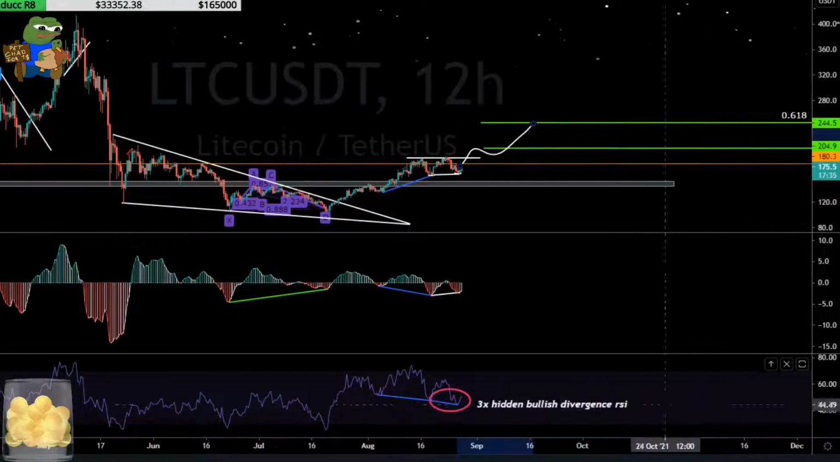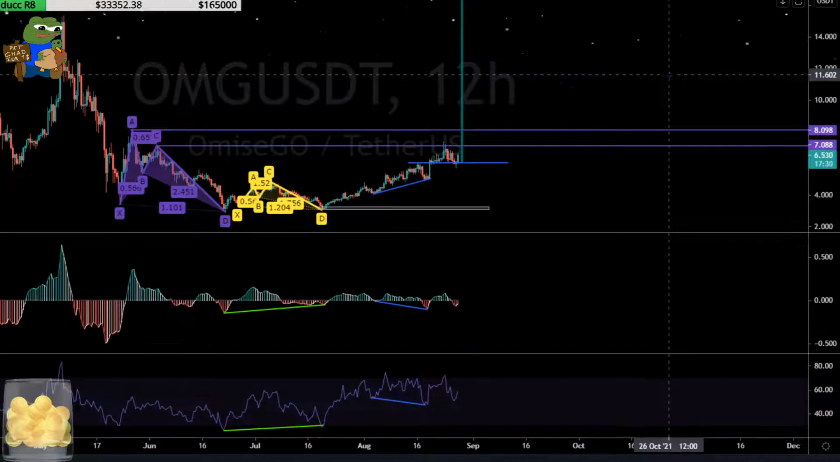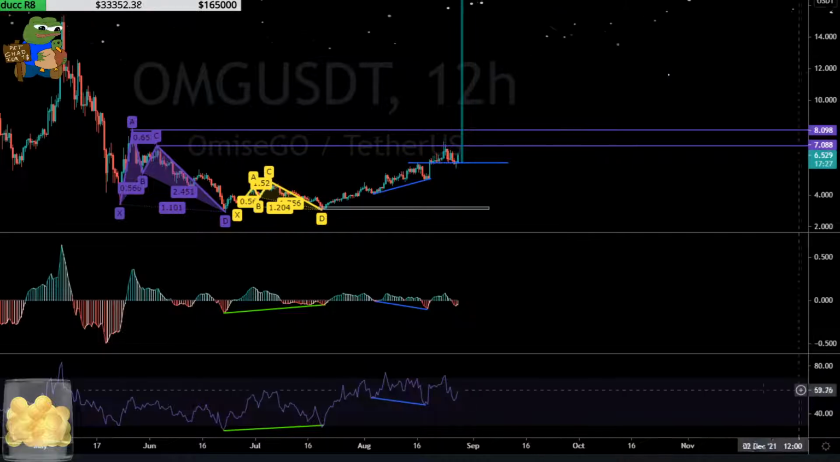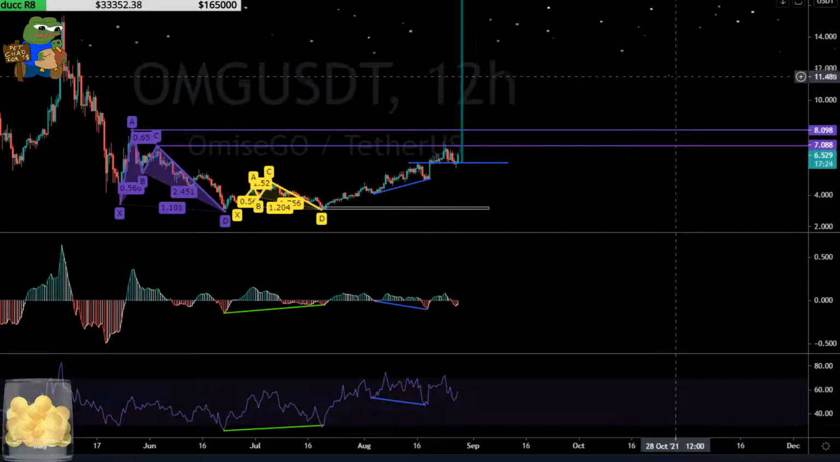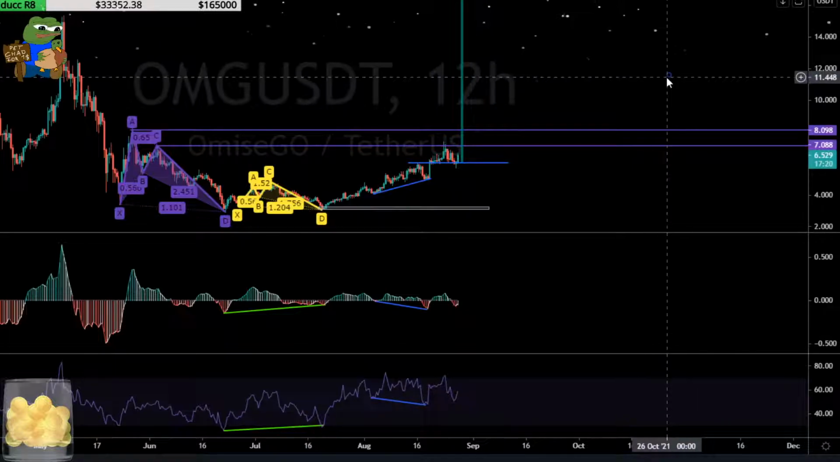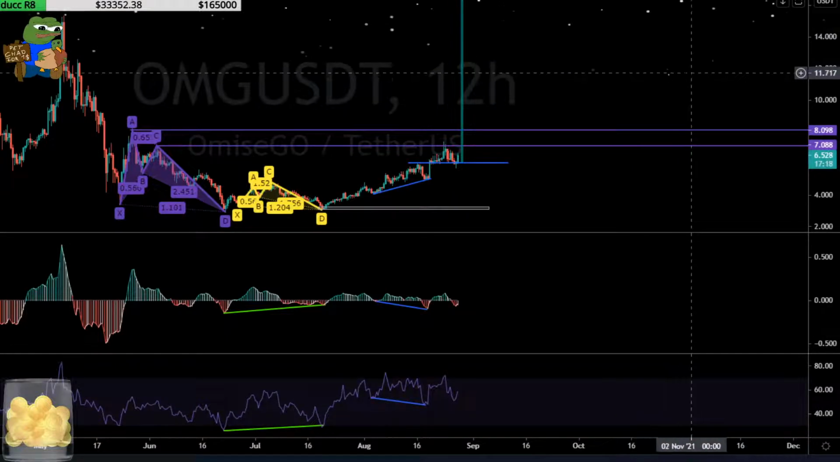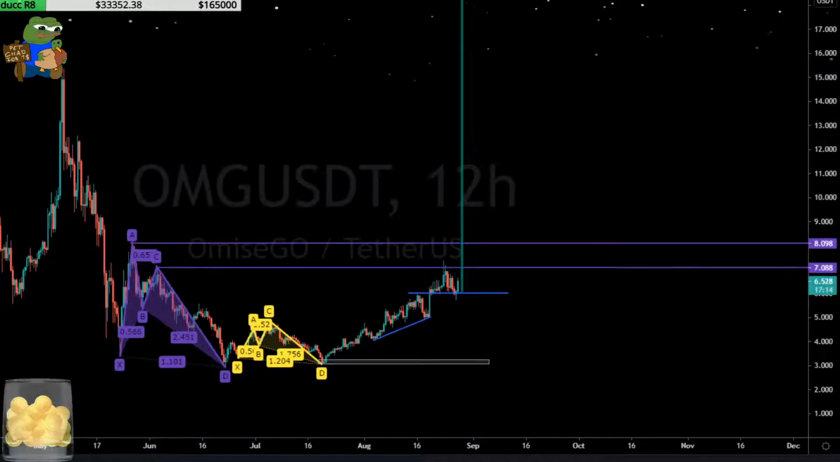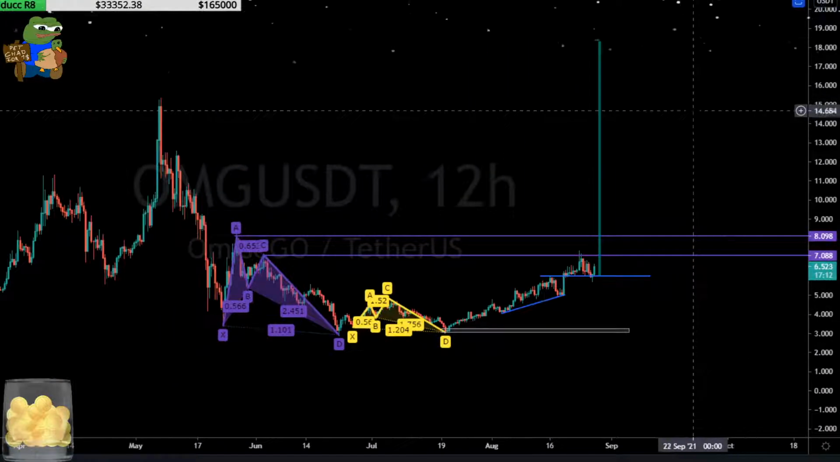All right. Moving along. OMG. OMG is like, I don't know. Got some feelings about this. Why are there so many dots? All right. Yeah. Full send, right?